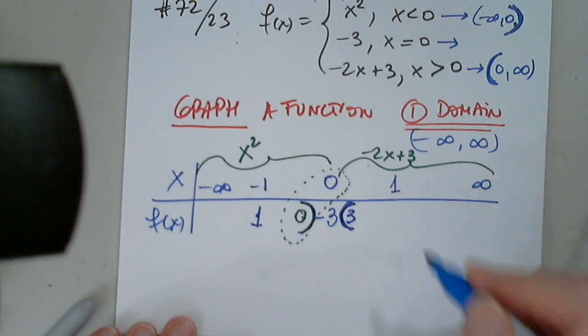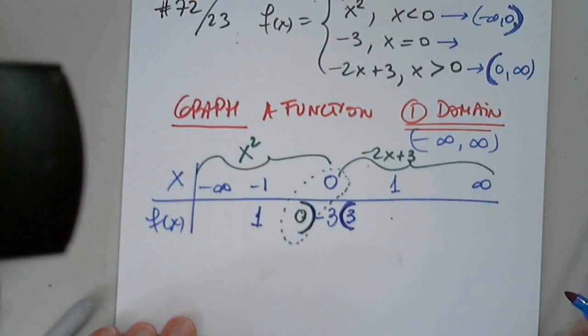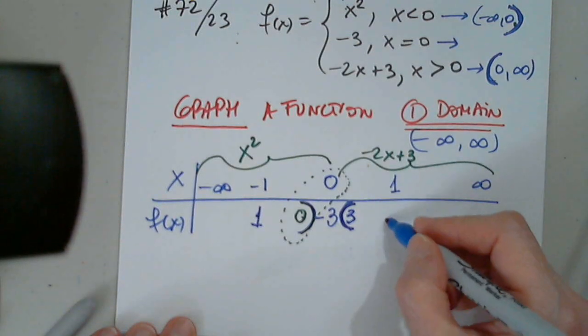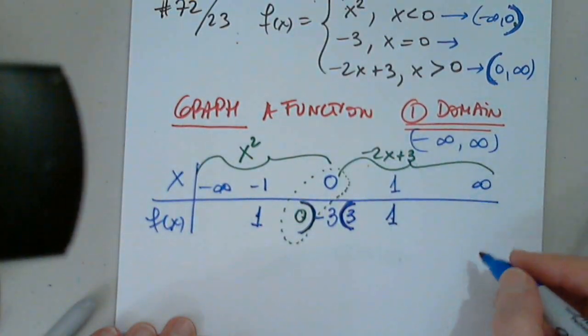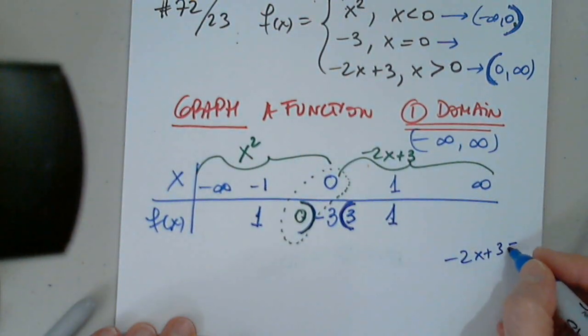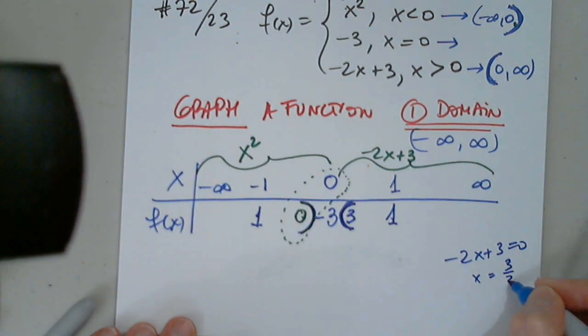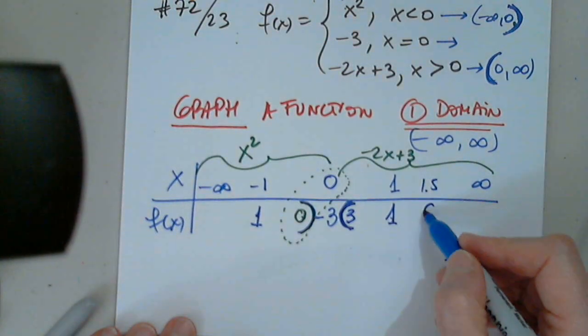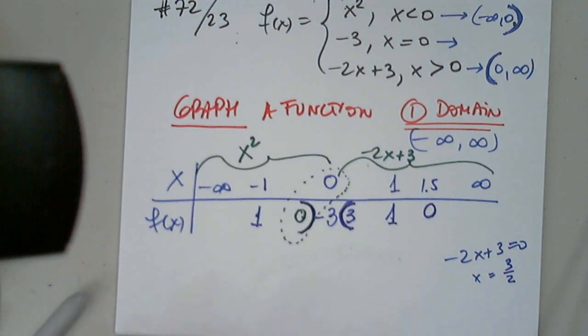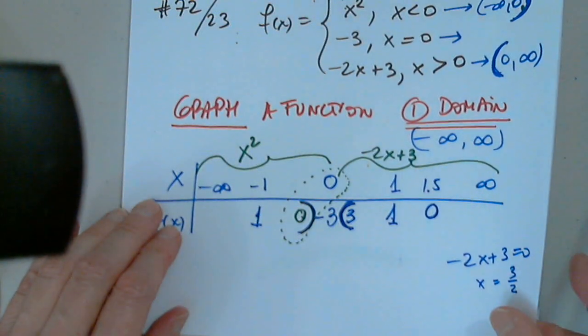What do I get when x is 1? 1. Yes, I do get 1. And I already see that negative 2x plus 3 equals 0 means x equals 3 over 2 or 1.5, and I get the 0. I always look for the x and y intercepts. Good. So now let's see how we graph this.